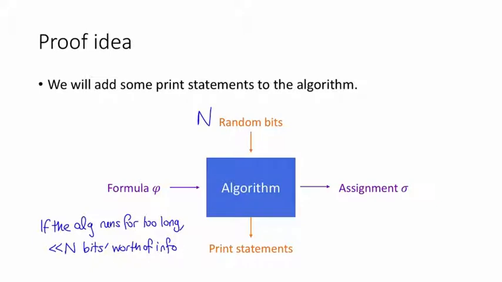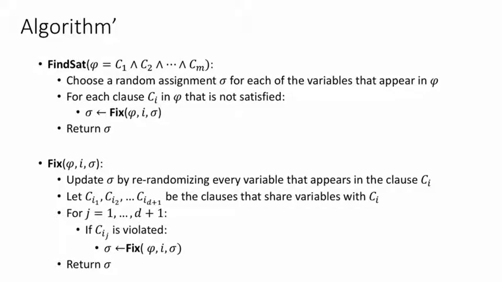This is an extremely slick proof strategy. In order to instantiate this proof strategy, we're going to modify the algorithm a little bit. In particular, we're going to write it as a recursive algorithm. So let's call it algorithm prime.